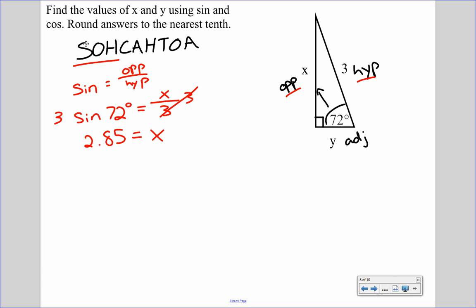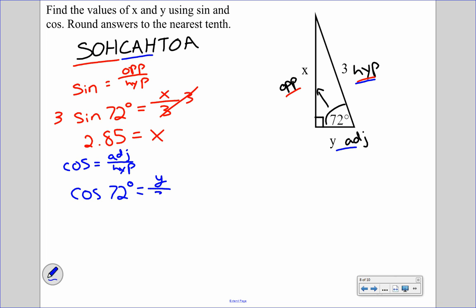Now, to solve for y, we go back to our triangle. y is our adjacent side, and once again, remember we have the hypotenuse. So which trig function has the adjacent and the hypotenuse? That would be our cosine, because cosine equals adjacent over hypotenuse. So our cosine of 72 degrees equals our adjacent, which is y, over our hypotenuse, which is 3. We're going to multiply both sides by 3 to get y by itself. 3 times the cosine of 72 degrees is roughly 0.93. And so that's our y value.